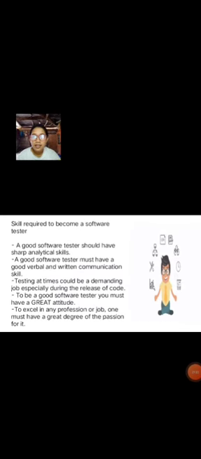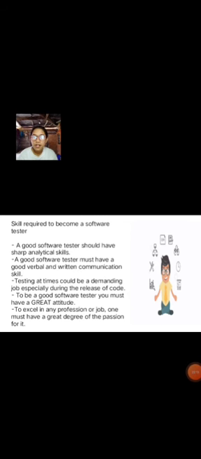Next is the skill required to become a software tester. Ano nga ba yung mga kailangan natin or required para maging software tester? First, a good software tester should have sharp analytical skills. A good software tester must have good verbal and written communication skills. Testing at times could be a demanding job, especially during the release of code. To be a good software tester, you must have a great attitude, syempre. To excel in any profession or job, one must have a great degree of passion for it.